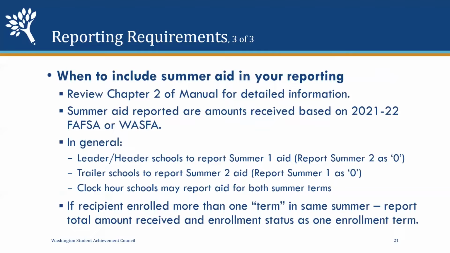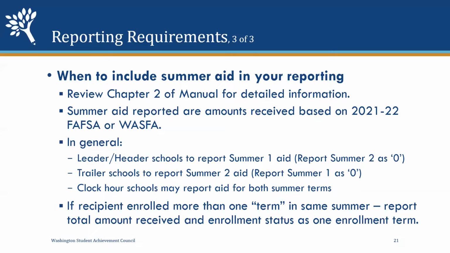The question might be, when should you include summer aid in your reporting? Review Chapter 2 of the manual for detailed information. The summer aid reported are amounts received based on the 21-22 FAFSA or WASFA. So in general, your leader or header schools report summer 1 aid, and if that's the case, then summer 2 would have enrollment as 0. And vice versa, trailer schools would report summer 2 and summer 1 would be 0.